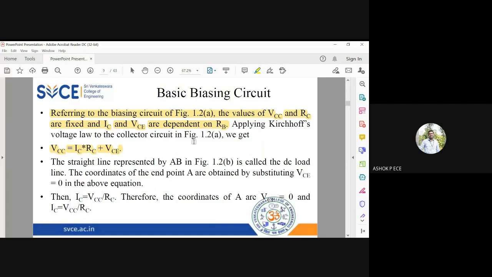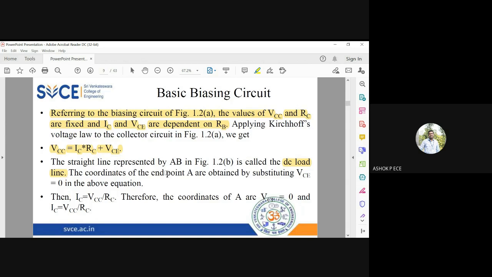So I am going to fix my Q point, right? For that I need to draw one line called the DC load line. Why is it called the DC load line? Because I'm applying a DC voltage VCC. So this DC load line will clearly indicate where my Q point is located.